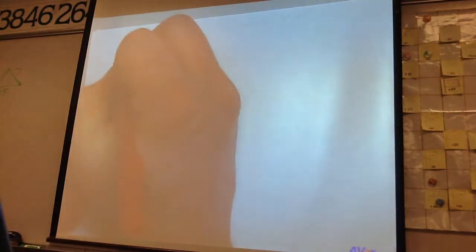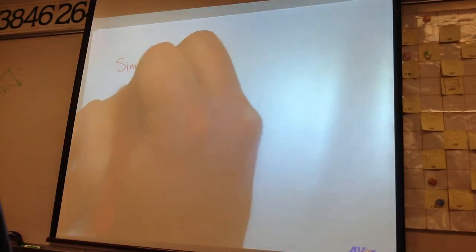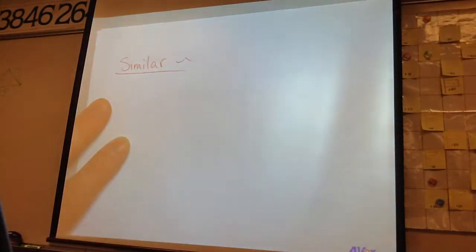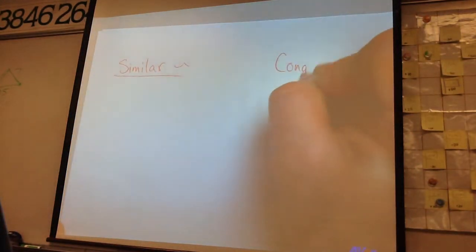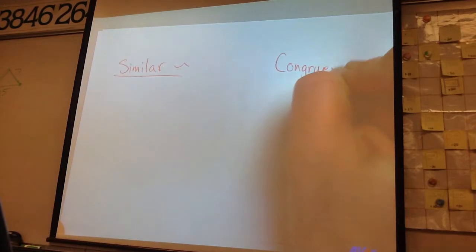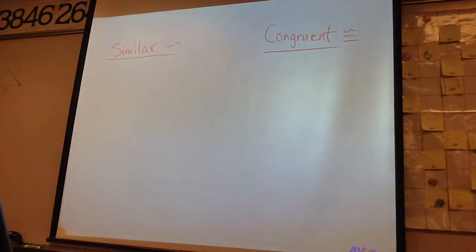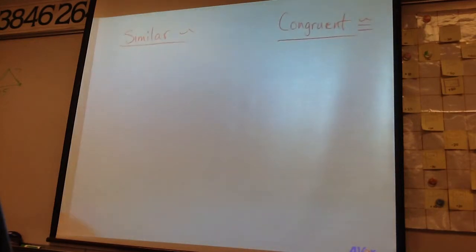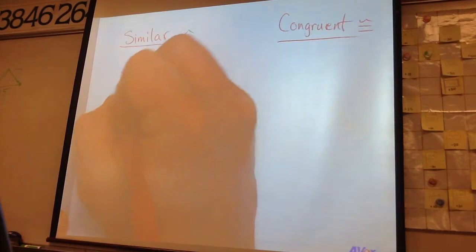When you're trying to prove things are similar, and usually it's triangles, what do you need to know to prove two triangles are similar? This is the symbol for similarity. It's just a little thing like that. For congruence, the symbol is like an equal sign with that thing on top of it. That look familiar?